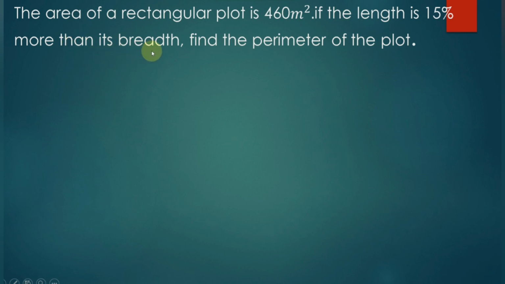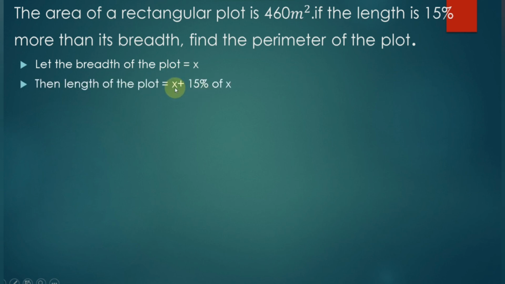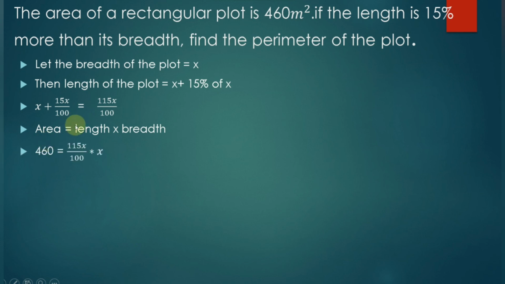Now here, it's more than its breadth, so let us consider that its breadth is x. Now length will be 15% more than its breadth, so x plus 15% of x it will be. Or solving it, 15% can be written as 15 upon 100. Now taking the LCM, 100 will come and you will get 100x plus 15x, that is 115x upon 100. So this is the length. Now area is given, so we know that the area formula is length into breadth. So in place of area I will write 460, in place of length I will write 115x upon 100, and in place of breadth I will write x.